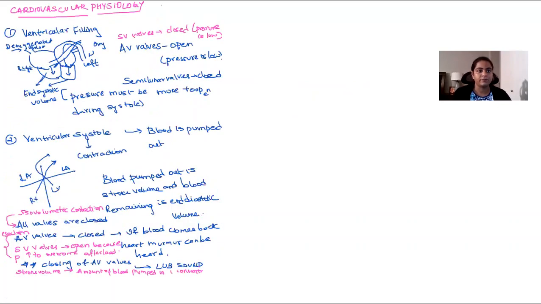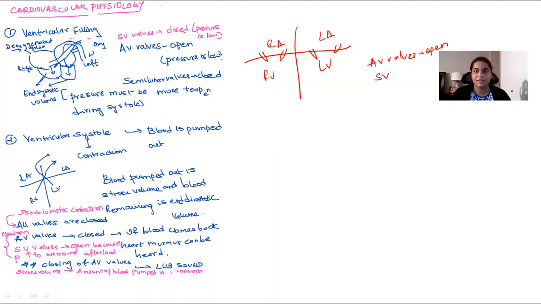Okay, now here, during the first phase, ventricular filling, what happens? So now in ventricular filling, what will happen? The AV valves will open up, whereas semilunar valves will remain closed. Remember, AV valves open whenever pressure is low. Okay, and semilunar valves open opposite. When pressure is high, semilunar valves are open. So right now, semilunar valves are closed when there is ventricular filling.